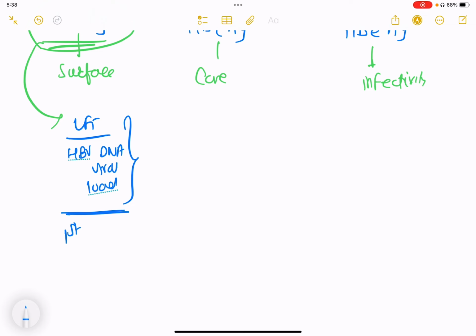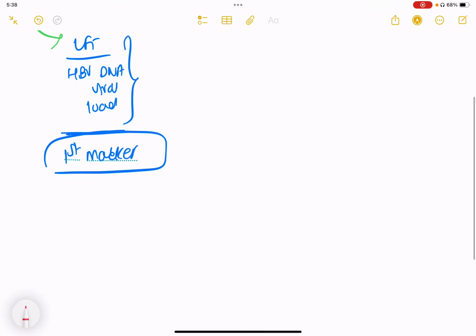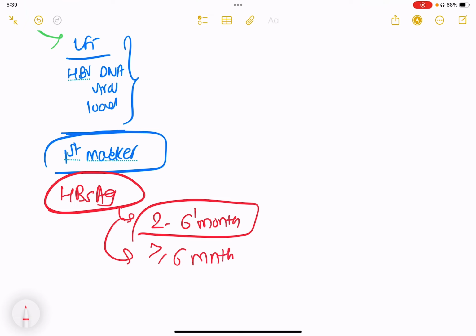This is the first marker that appears in the blood. If it is an acute hepatitis B infection, this hepatitis B surface antigen should disappear within 2 to 6 months. If it disappears within 6 months, we can say that the patient is cured of hepatitis B. But if it persists for more than 6 months in any patient, then we call it a chronic carrier of hepatitis B.